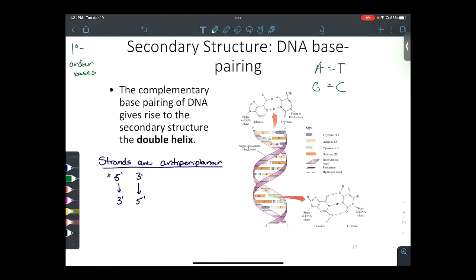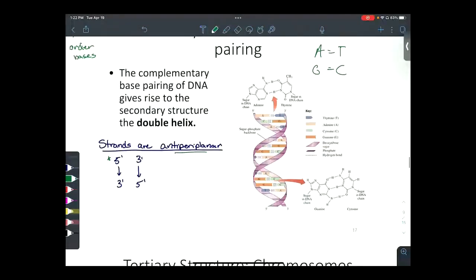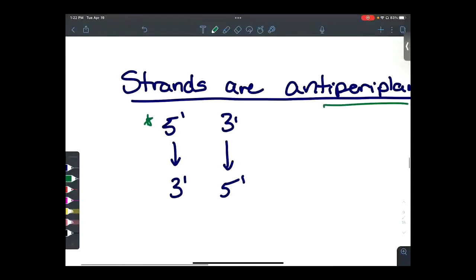We only need to know one of them, and we can get the other strand because we know the complementary base pairing, that A goes with T, G goes with C. But the detail about how the nucleic acid strands actually align their hydrogen bonding is that the two strands are what we call anti-periplanar, meaning that if we always read the strands 5 to 3, right?